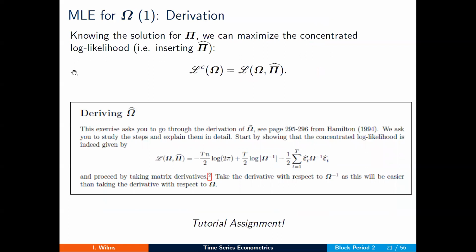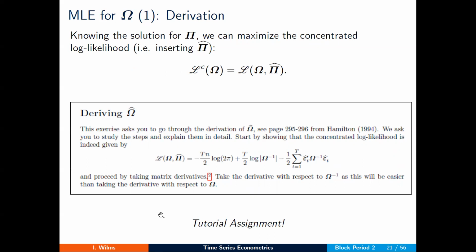Now, so far, we derived the maximum likelihood estimator of pi, and we have shown that it maximizes the likelihood for any value of omega. Knowing this solution, we can then continue to solve for the maximum likelihood estimator of omega. And to this end, we work with the so-called concentrated log likelihood, which is the log likelihood with the value of the estimate for pi plugged in. And it is this concentrated log likelihood, denoted like this on the slide, that we will now maximize with respect to omega.